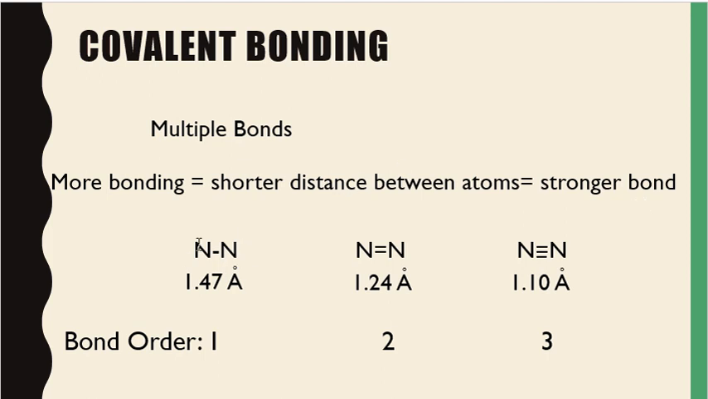Okay, so if we have a single nitrogen bond, the distance that we have between the atoms is measured in angstroms. That's what this A with the little dot is. So that has a measurement of 1.47, whereas a double bond is 1.24, and a triple bond is 1.10 angstroms. Okay, so the more bonds there are between atoms, the stronger the bond is. You might also see it written as bond order, where the first bond order is a single bond, second bond order a double bond, third bond order a triple bond.